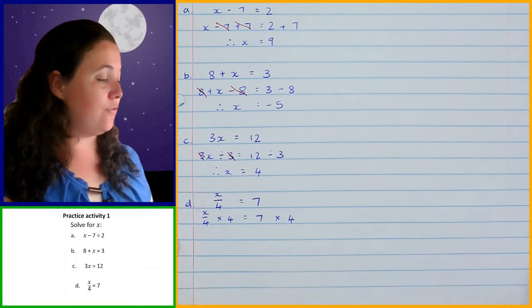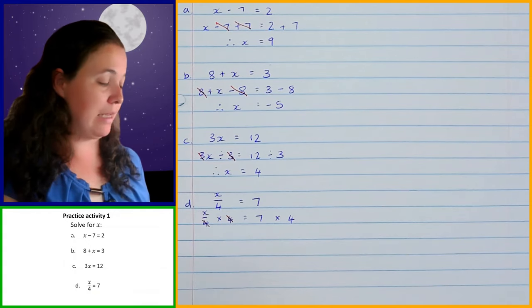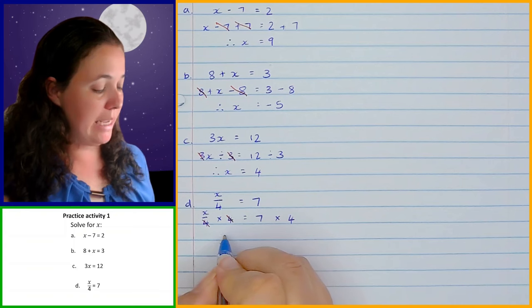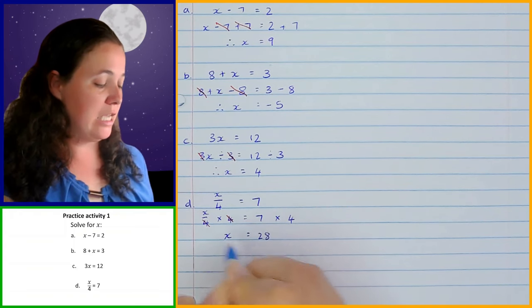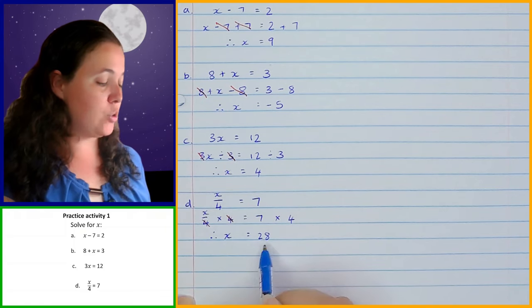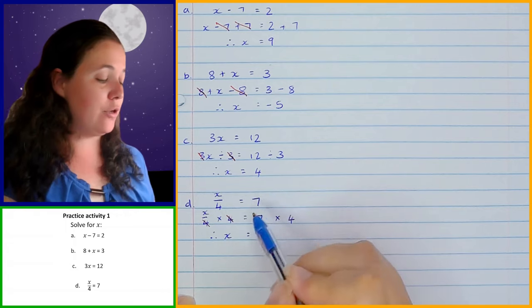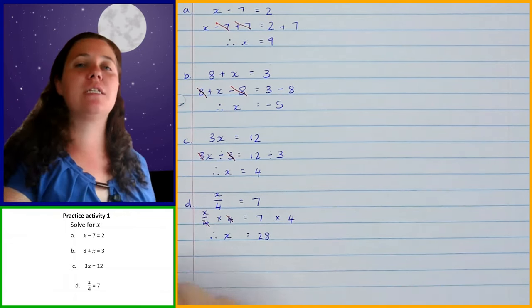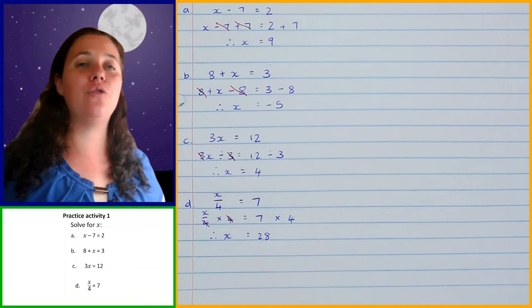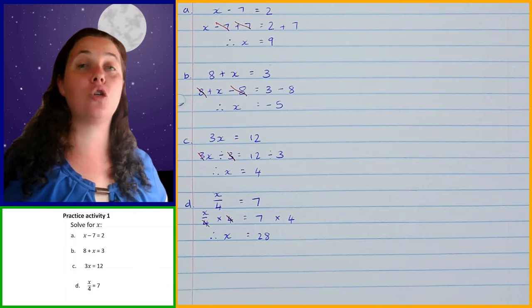So these 4s are now going to cancel, which is the reason I did that in the first place. Okay, and that gives me x equal to 7 times 4, which is 28. So now let's check. If x is 28, that means I have 28 divided by 4, which is 7. And on the right-hand side, I have 7. So that is correct. Okay, so that is just a basic idea of how we use inverse operations and the balancing to solve our equations.